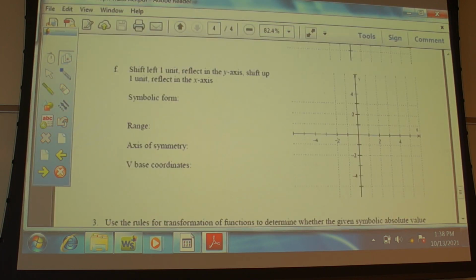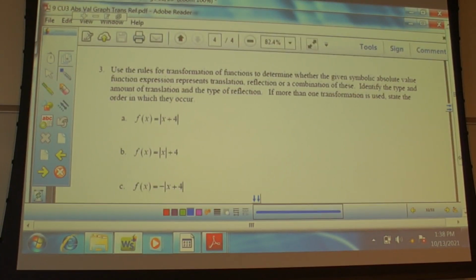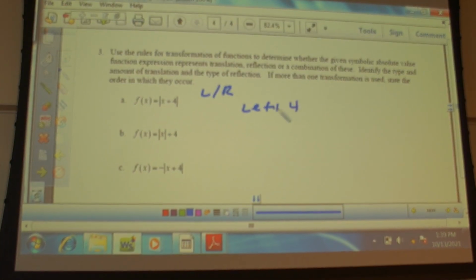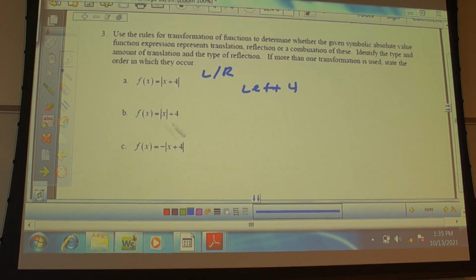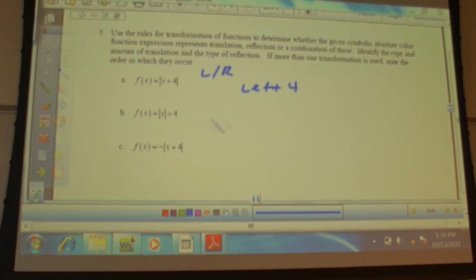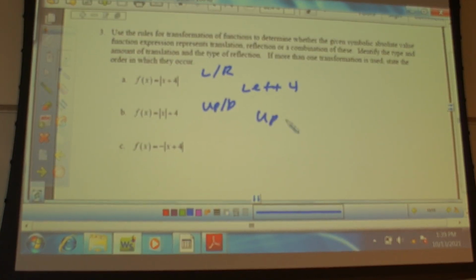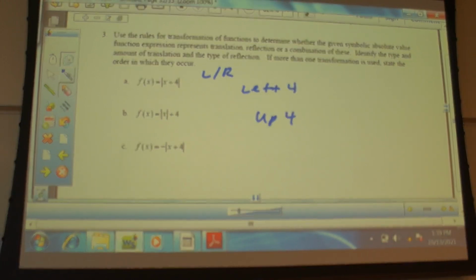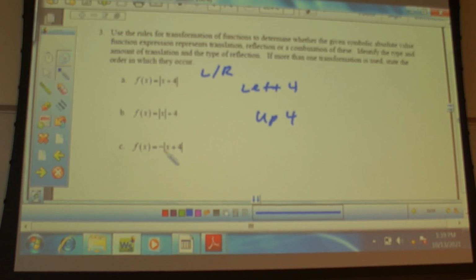And then we just have these last ones. Give me 1 minute. How are these transformed? Is this on the inside or the outside, the first one? Inside, so it's left, right. Which one is it? It's plus, so it's left 4. Great. Next one. Is this on the inside or the outside? Outside, so it's going to be up, down. Which one is it? Up 4. Good. The last one, you know what, we'll skip the last one. That's fine. I don't want to mess with the reflection.